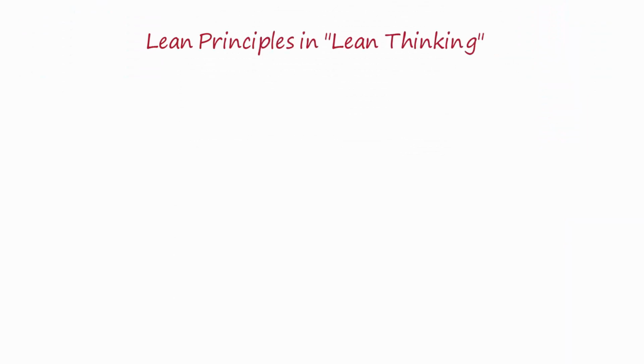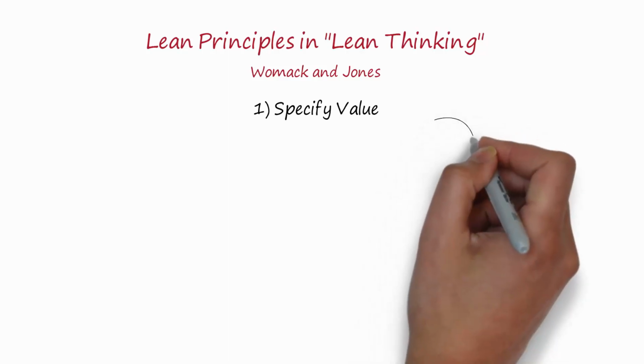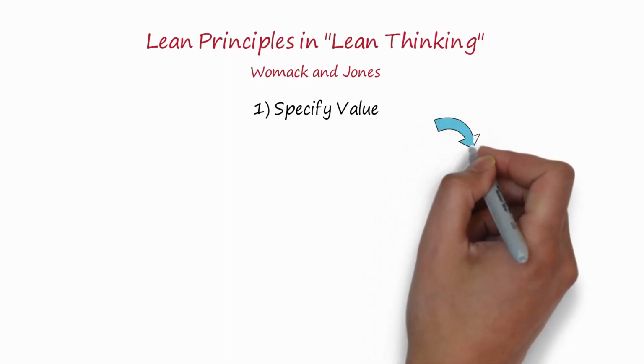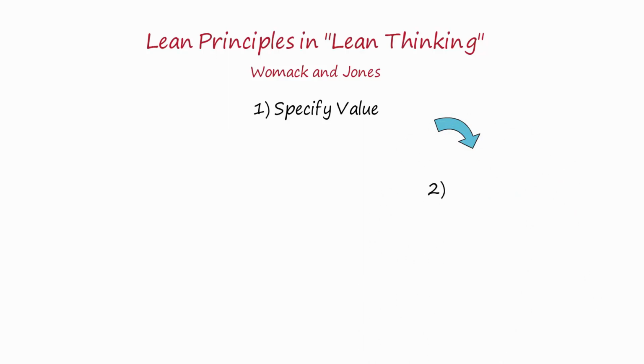The third and final framework that I want to present in this video on the Lean principles is the one described in detail in the book Lean Thinking by Womack and Jones. In the book, the authors specify 5 Lean principles to be followed in order to transform a conventional company into a lean company. The first step is to specify the value from the customer's perspective. The second step is to identify the value stream and map it.